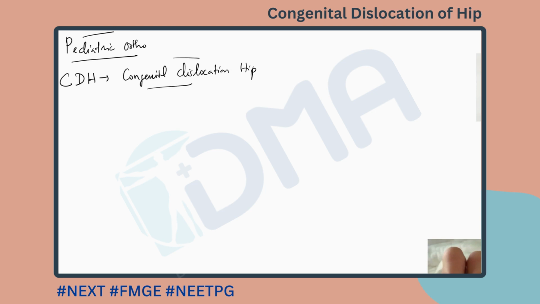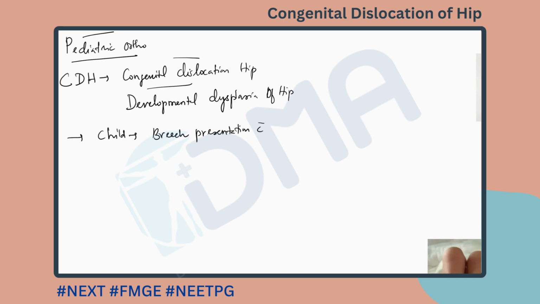the patient is presenting with a dislocated hip. This is also called developmental dysplasia of hip. This is commonly seen in children who are born by breech presentation, and that too with an extended knee.